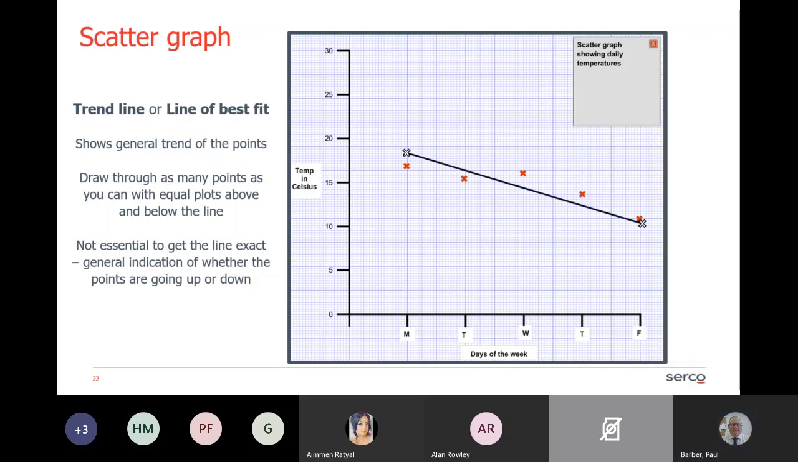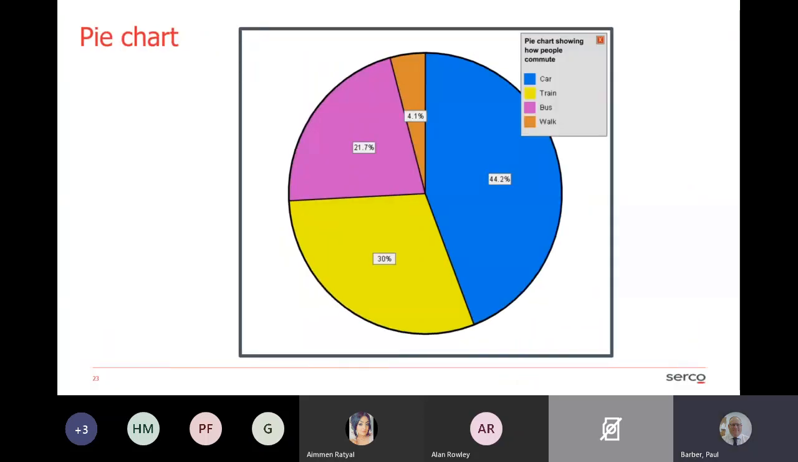And the final one to mention is a pie chart. So a pie chart is very useful if you want to show proportions, usually in percentages as we've got here, of a whole. So this is a pie chart, as it says in the title, showing how people commute. So out of 100 people in the office, we asked 100 people how they commute, and we got people to choose car, train, bus, or walk. And you can see 44.2% of people chose car, 30% chose train, and then you've got bus and walk as well.